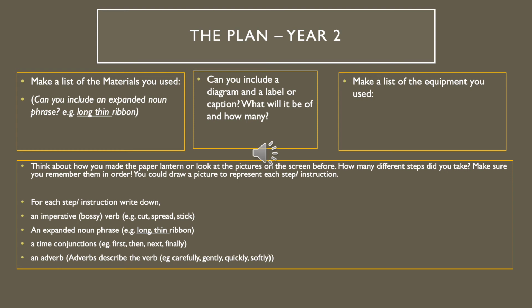Think about how you made the paper lantern, or look at the pictures on the screen before. How many different steps did you take? Make sure you remember them in order. You could draw a picture to represent each step or instruction. For each step or instruction, you need to write down a bossy verb, an expanded noun phrase, a time conjunction, and to challenge yourself, an adverb. So a word that describes the verb, like carefully, gently, quickly, softly.